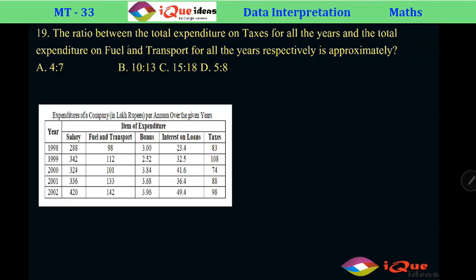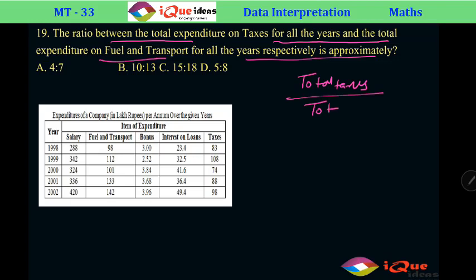Now the last one of this set, it says the ratio between the total expenditure on taxes for all the years and the total expenditure on fuel and transport for all the years respectively is approximately. Alright, so we have to find the total expenditure on taxes. So total of taxes divided by total of fuel and transport. Right, so look at the data. Now total of taxes is here. Add all of them carefully.